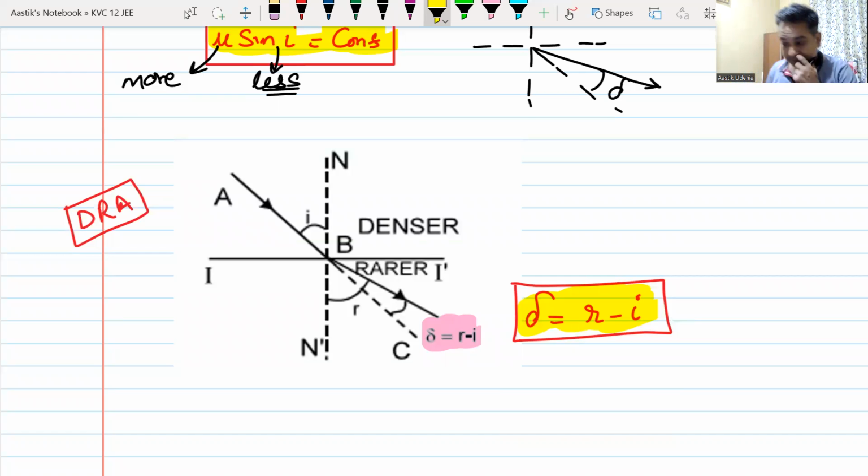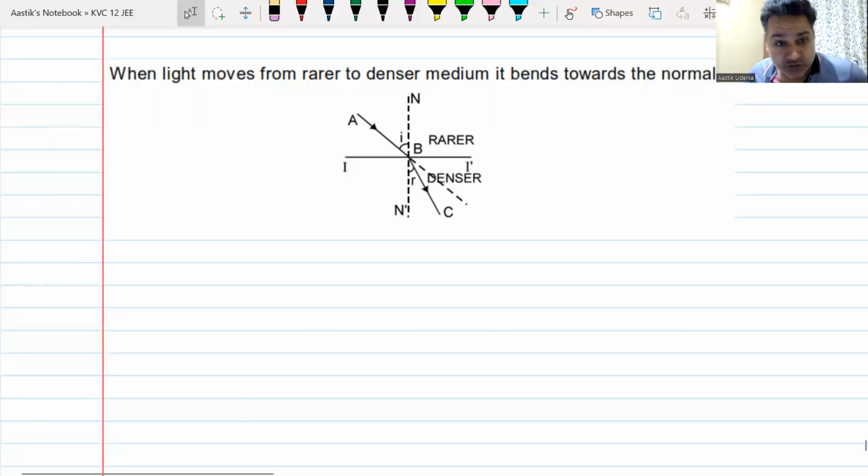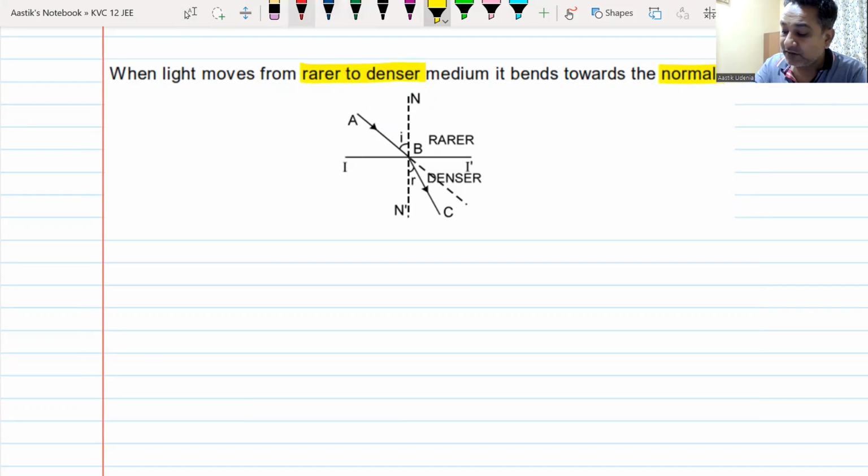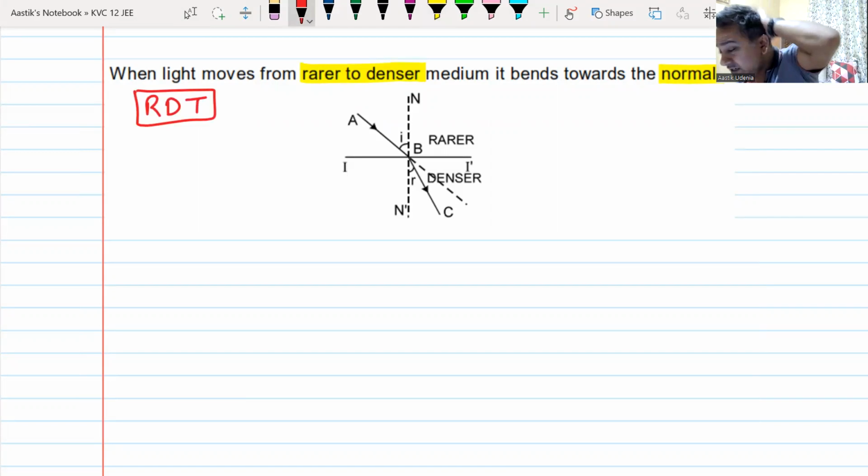Have you noted this down? Then you can write the third part, which I think you can do on your own. It is on your screen right now. Will you be able to draw this? When light travels from rarer to denser, it will bend towards the normal. So I remember it like this, RDT. You don't have to remember both. Just remember any one of these, DRA: from denser to rarer, it moves away from the normal. Yes or no? Do we understand this, my dear friends?